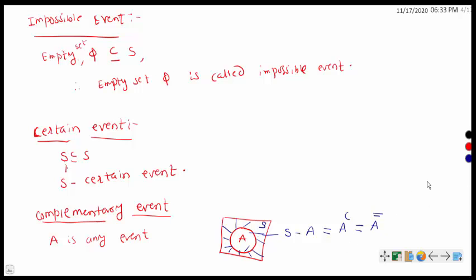If A is any event, then non-occurrence of A is called the complementary event. Non-occurrence of an event A is called the complementary event of A. It is denoted by A complement, A bar, or A dash. So this shaded part is the A complement part, and the inner part is A.